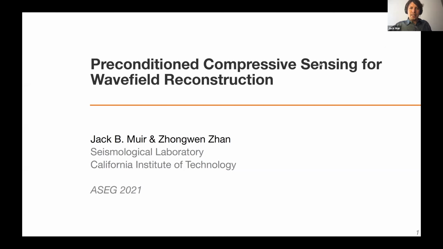So I'm going to be talking today about preconditioned compressive sensing for wavefield reconstruction. And this is part of my thesis work at Caltech, so it makes up about half my thesis. At Caltech, people typically do two types of projects, and this one I did with Professor Zhongwen Zhan, who is an assistant professor at Caltech, who's an observational seismologist, and in recent years he's really been focusing very heavily on distributed acoustic sensing. So a large part of this talk is going to be talking about distributed acoustic sensing and how this technique might be used for that. So without further ado, I'll launch into the talk.